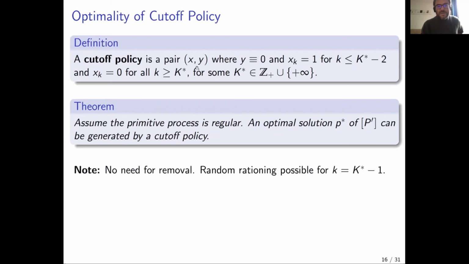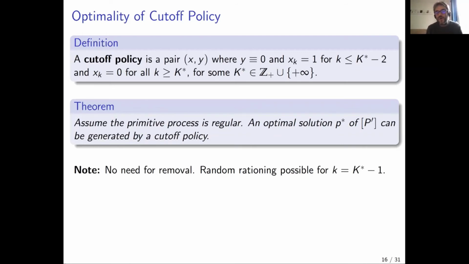And so this is a cutoff policy. This is the definition of a cutoff policy. And so the theorem says if the primitive process is regular, actually we only need to have the service rate being increasing concave, then an optimal solution of the relaxed problem, P star, can be generated by a cutoff policy. So there is an invariant distribution, which is a solution of the relaxed problem, which can be generated by this simple cutoff policy. Okay, so it's just an intermediary step.